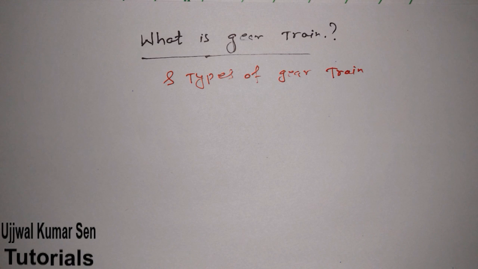Basically a gear train consists of two or more gears, and we use a gear train for transmitting power. If you ask how many types of gear train there are, then there is the simple gear train, the compound gear train, the reverted gear train, and of course the epicyclic gear train.